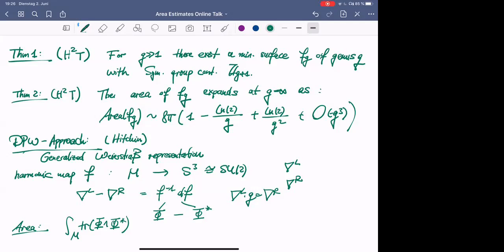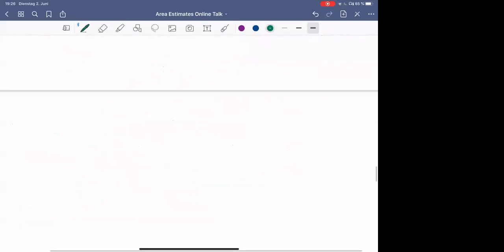The point is that phi is the measure I want to have, the quantity I want to compute the area, okay? And luckily, the DPW approach actually just computes phi. That's my message here.